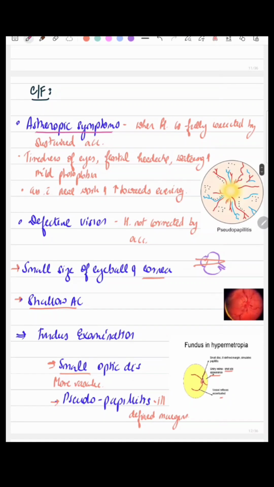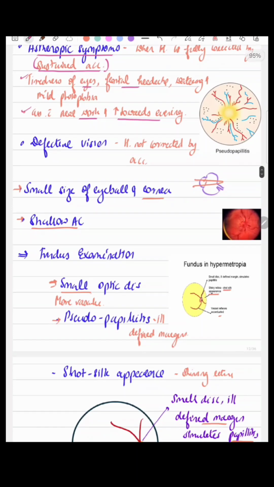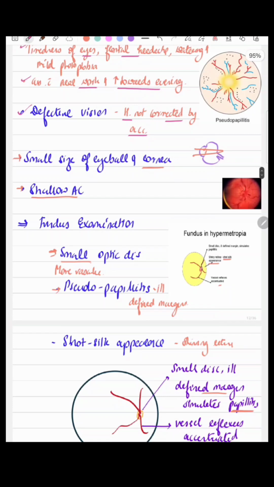Coming to clinical features of hypermetropia, there can be asthenopic symptoms. That is when hypermetropia is fully corrected by sustained accommodation. When the patient uses the whole accommodation to correct hypermetropia, they will get asthenopic symptoms. That is tiredness of eyes, frontal headache, watering, and mild photophobia. It is associated with near work and increases towards the evening. Next is defective vision. That is when hypermetropia is not corrected by accommodation. That is, the patient will have defective vision.